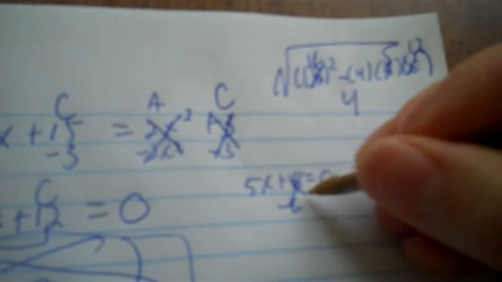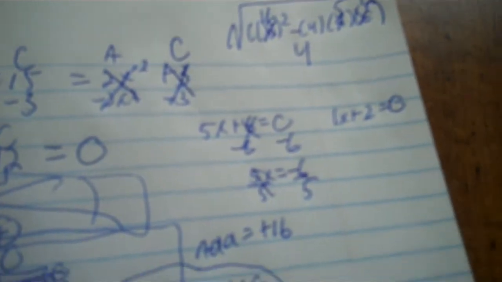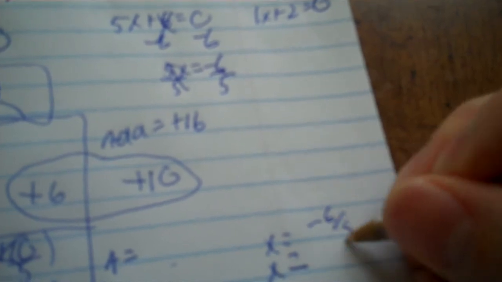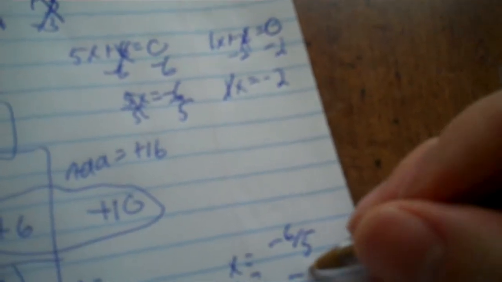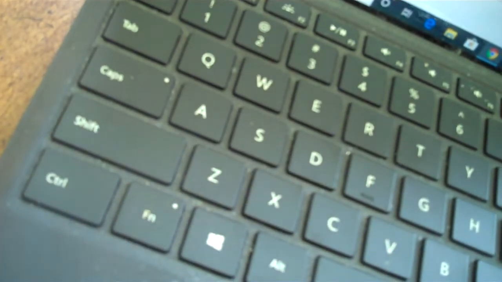So I subtract 6, I get negative 6. Divide by 5, that's a decimal, so it's negative 6/5. And then minus 2, 1x equals negative 2. You can just get rid of the 1 or divide, but it's still negative 2. So negative 6/5 and negative 2 are the two solutions there.